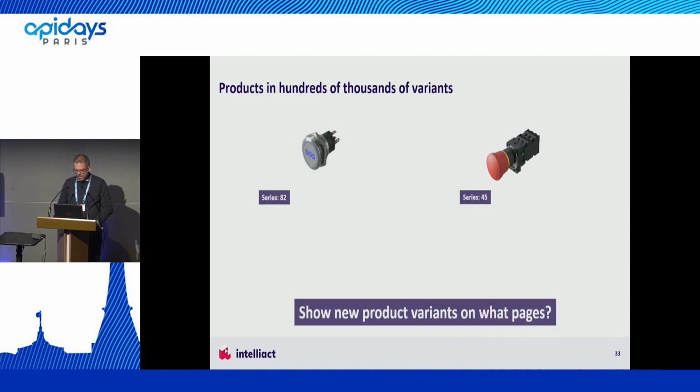In this case, they have a lot of different products, and the difficulty is that they have some hundreds of thousands of product variants. And within their marketing website, they have a structure with a market. The market consists of applications, an application consists of functions. And so it's very tricky to decide which of these hundreds of thousands of product variants to show on what pages.